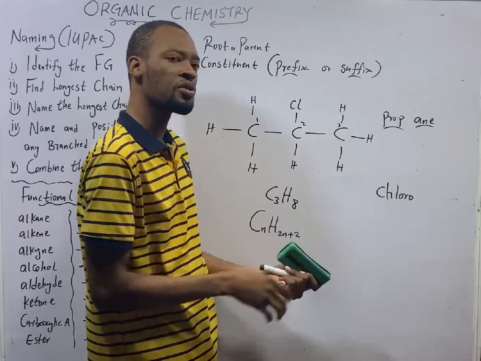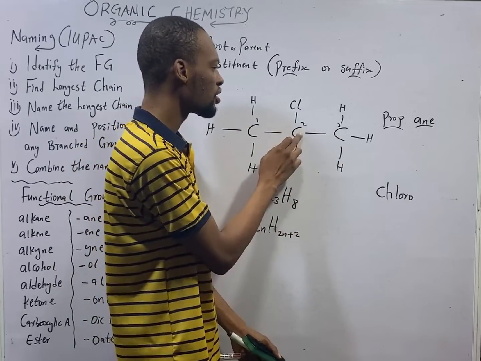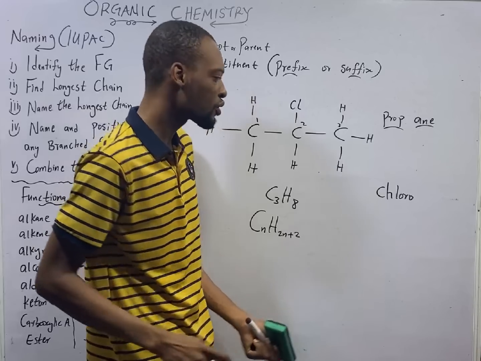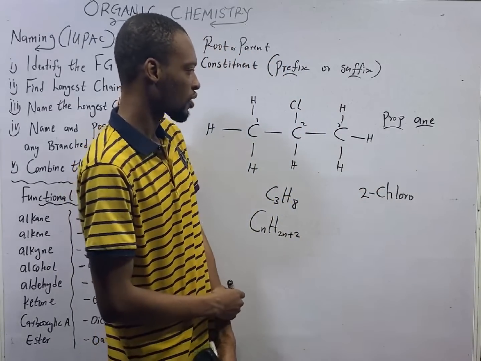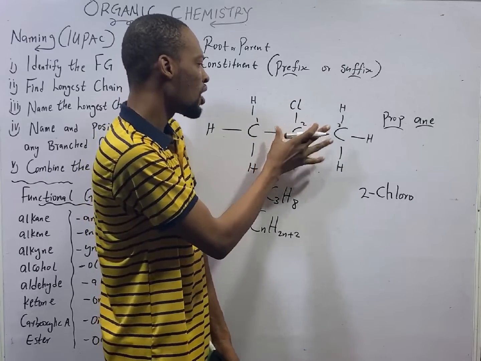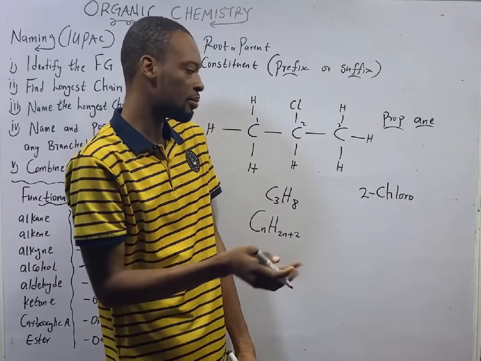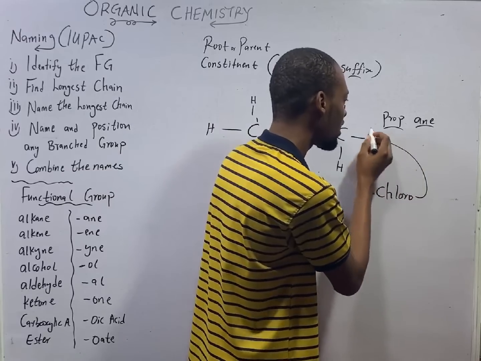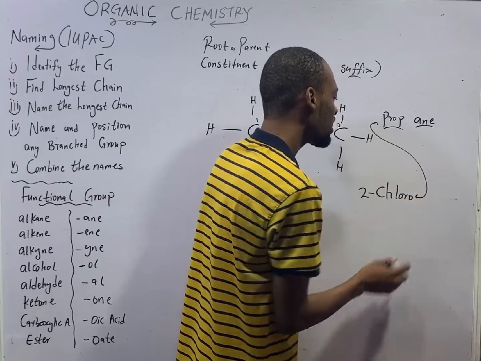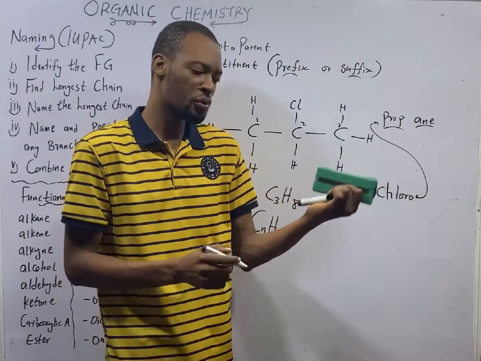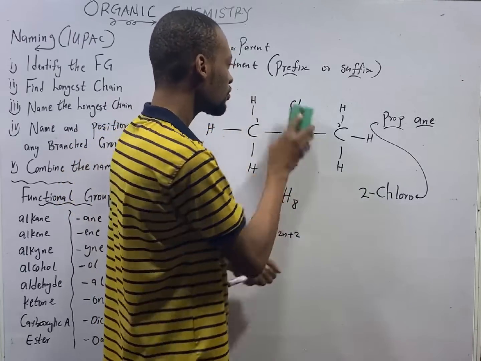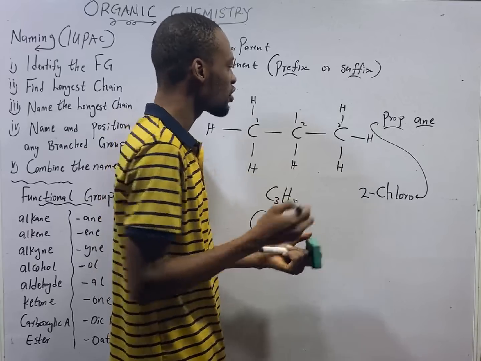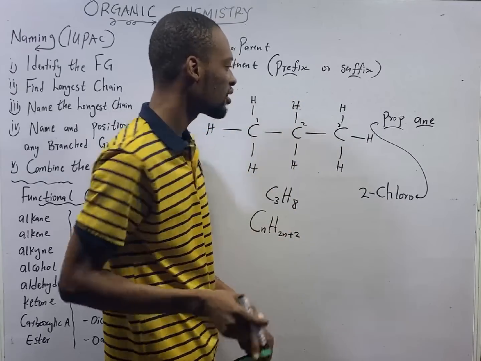What is the position of this chlorine? It is on the second carbon. So you simply say 2-chloro. 2-chloro has been added to this normal name. When you combine here and here, you basically have 2-chloropropane. But we are not ready for that discussion now. Let this go back to here.